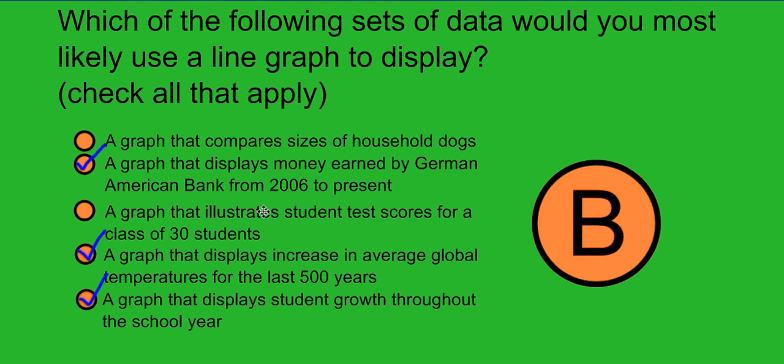Does anyone know what you would use to illustrate student test scores for a class of 30 students? Excellent. You would likely use a stem and leaf plot. It's very easy for large sets of data to display that data. Okay, and what about one that would compare sizes of household dogs? Okay, excellent. A bar graph is a great way to compare sizes. So that would be great on that one, a bar graph.